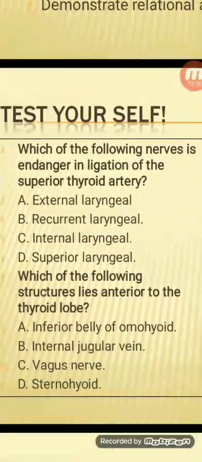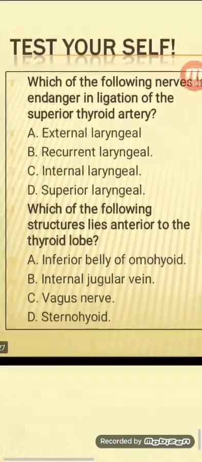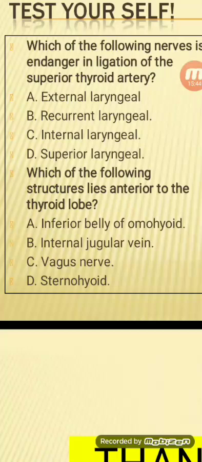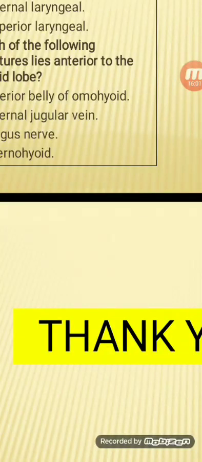Test yourself. Which of the following nerves is in danger in ligation of the superior thyroid artery? External laryngeal, recurrent, internal laryngeal, superior laryngeal. Which of the following structures lies anterior to the thyroid lobe? Its relations: inferior belly of omohyoid, internal jugular vein, vagus nerve, sternohyoid. Okay, that's all I have to tell you. Thank you very much.